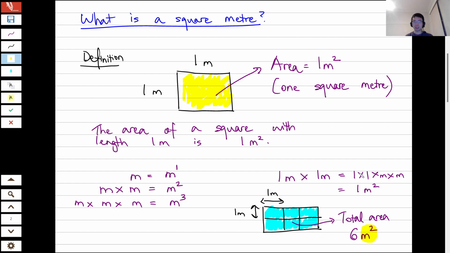Okay? So once I've defined the area of 1 square with 1 meter on each side, then I can calculate areas of shapes with different sizes by counting the number of squares. So if the yellow square has an area of 1, and I've got a shape with 6 of those squares, then the area is 6, and my unit is meters squared.